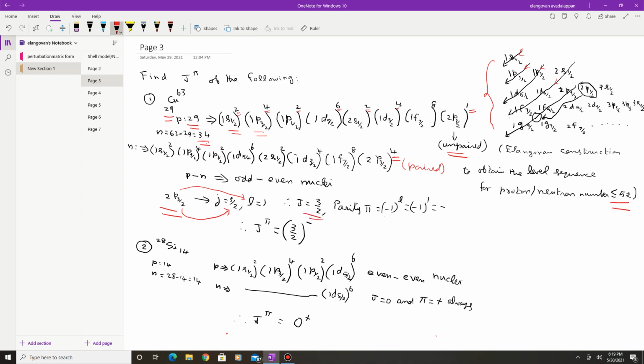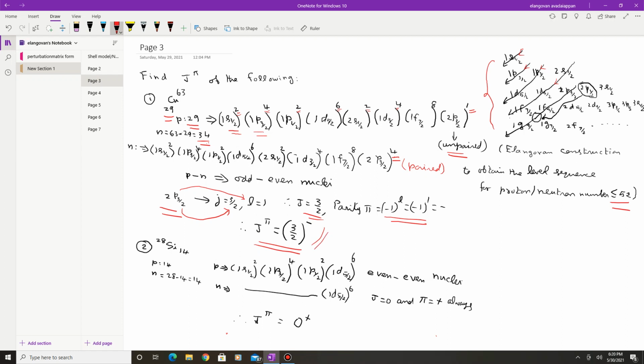Parity is equal to minus 1 whole power L. L is equal to 1, therefore this is negative. Therefore J pi is equal to 3/2 minus. So the angular momentum is 3/2, and the parity is minus.